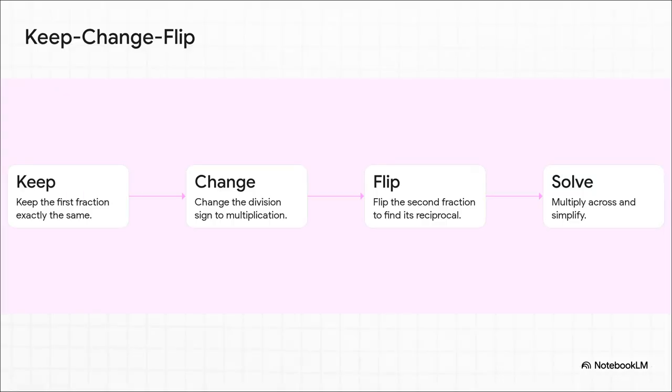To lock this standard algorithm into your brain forever, just remember this simple rhythm. Keep, change, flip. Keep the first fraction exactly the same. Change the division sign to multiplication. Flip the second fraction to find its reciprocal. Keep, change, flip. After that, you just execute step 4, multiply across and simplify. It genuinely makes division a total breeze.